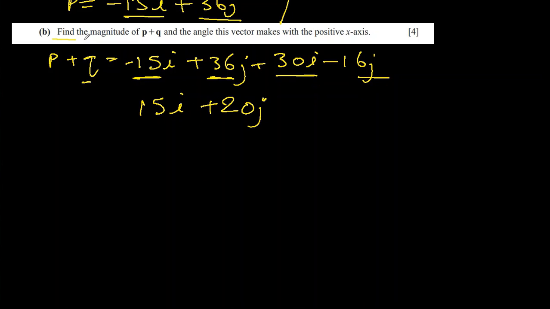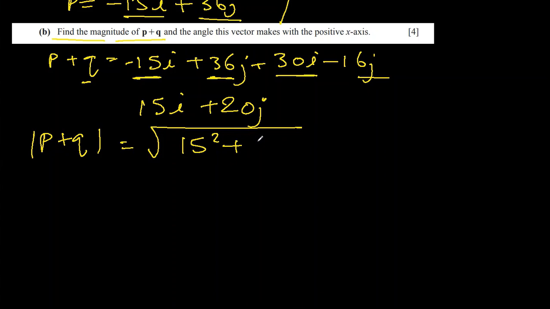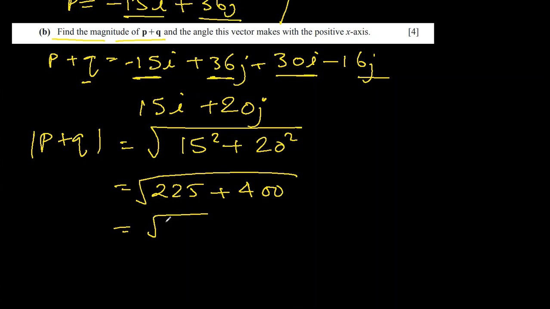They're asking us to find the magnitude of this. So the P plus Q magnitude will be square root 15 square plus 20 square, which is 225 plus 400, square root 625.